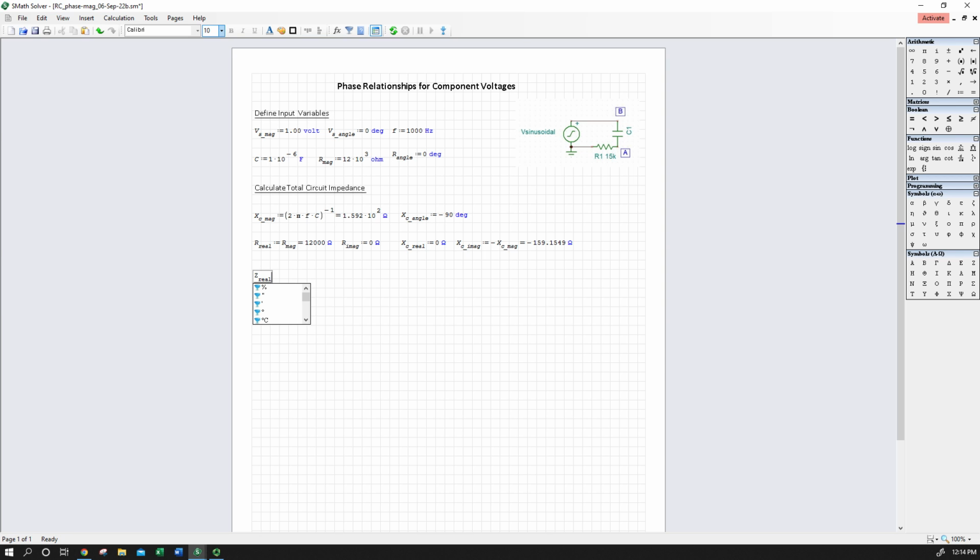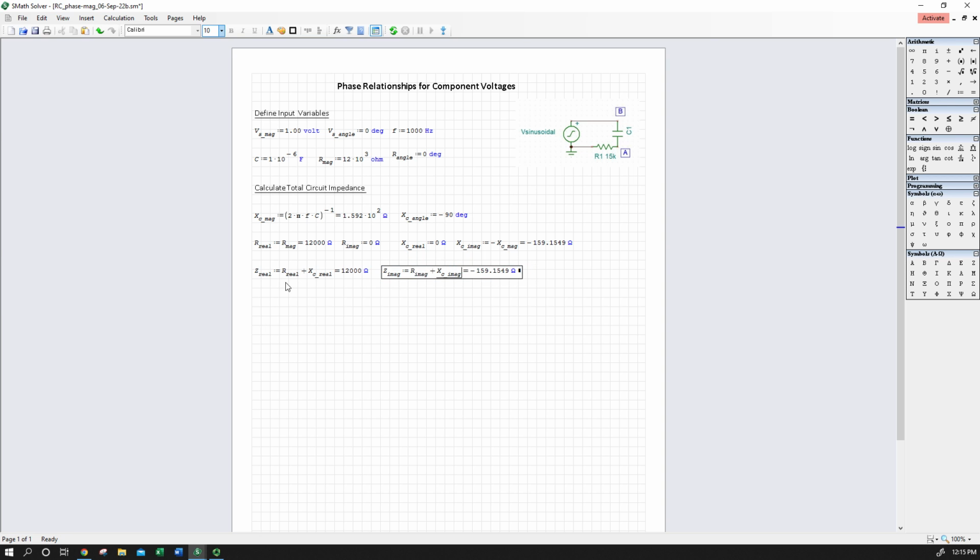I could say Z total, but there's only one Z, so I'll just say Z real equals R real plus X sub C real, and surprise surprise, that ends up being my 1200 ohms, and Z imag equals R imag. So now I'm matching the exact syntax of the variables that I defined prior, so I'm not going to add that to my X sub C imag. Okay, so now I've got a negative.